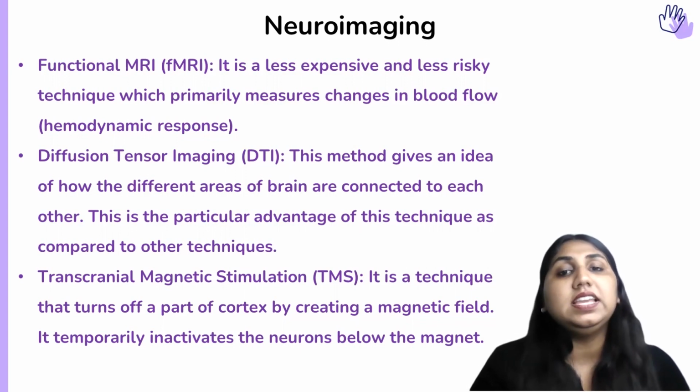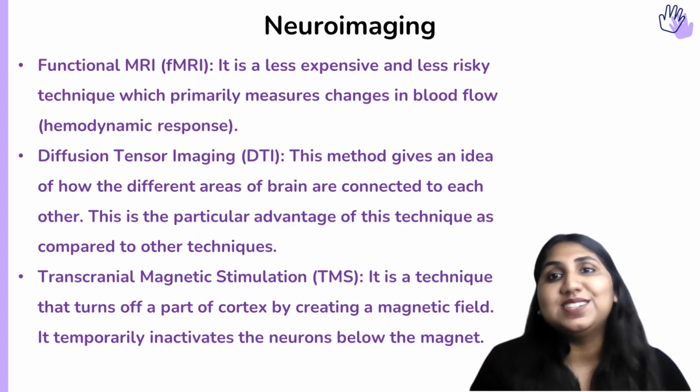This is a technique which turns off a part of your cortex by creating a magnetic field. Cortex is something which is present in the front of your brain. This is also something that we will be discussing in our future units. In TMS, your cortex is temporarily deactivated, in a sense how you deactivate your Instagram sometimes when you are upset. So that is something which is done.